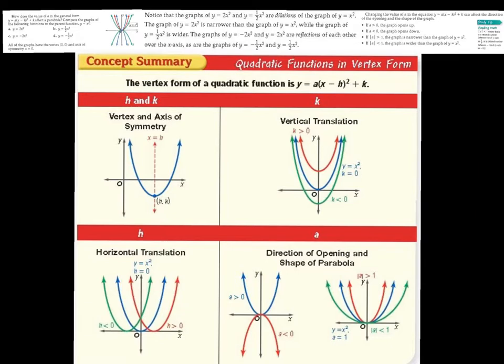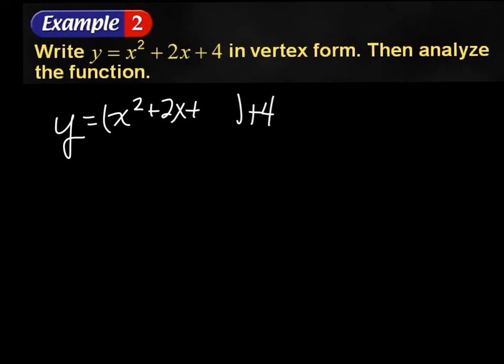If the absolute value of a is greater than 1, our parabola will be narrower. If the absolute value of a is less than 1, it will be wider than the parent function. Write y equals x squared plus 2x plus 4 in vertex form, then analyze the function.